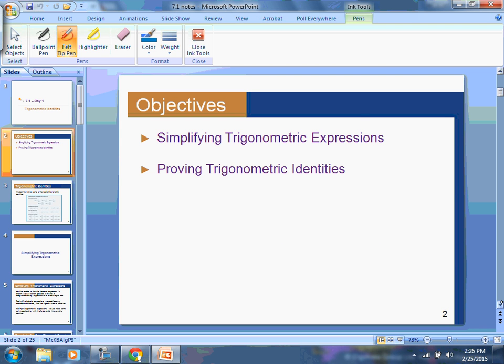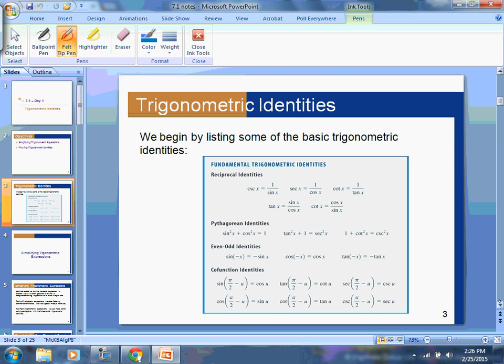And in chapter 7, we're still going to keep talking about trig identities and trig expressions. And today we're going to focus on how we can simplify trigonometric expressions. And most of what's displayed in this table we've worked with before.